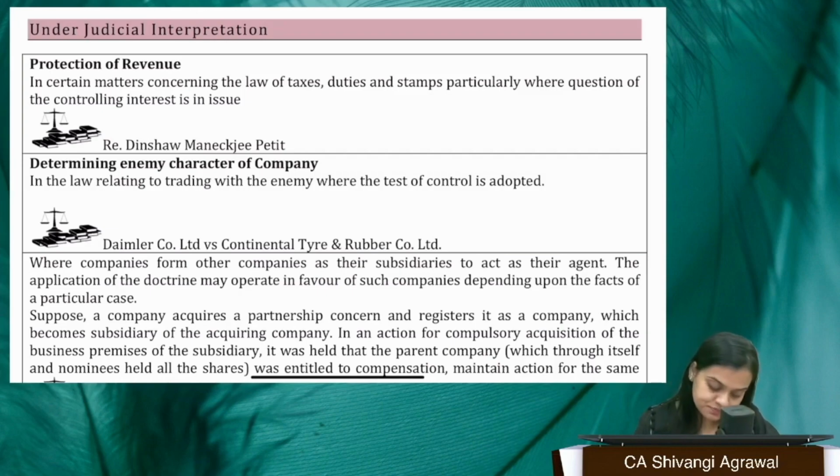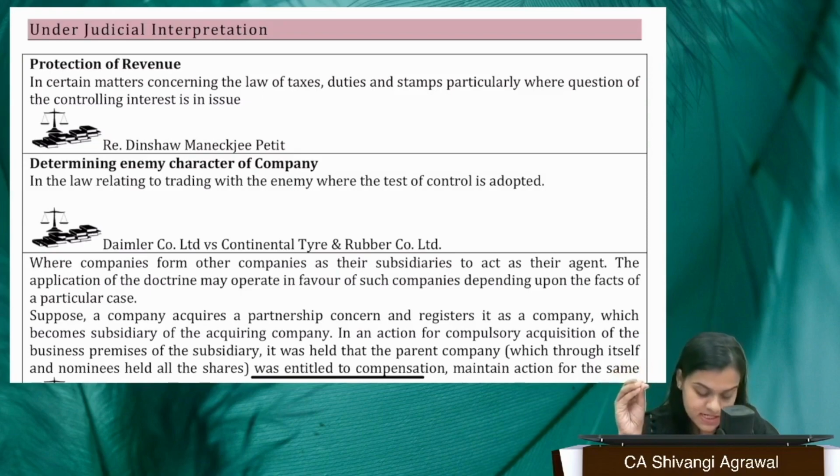Okay. Now, the very first one, that if the matters concern the law of taxes, duties, stamps, particularly where the question of controlling interest is in issue, what do we mean by that, ma'am? See, if I briefly take you through this particular case law, although you're not supposed to know that, whenever a company is trying to evade taxes or it is a matter of taxation, duty, stamps, the company will not be liable. Okay, the corporate personality will be disregarded and we will look behind the real persons.